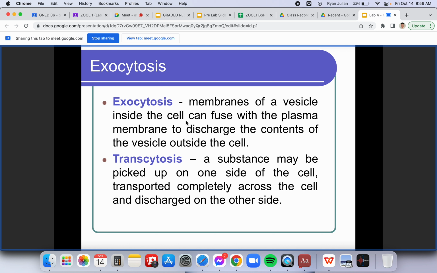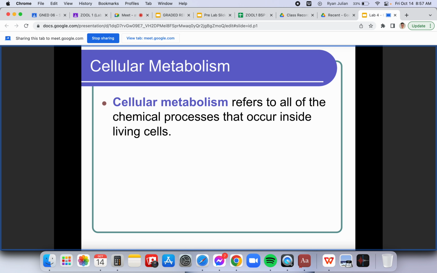Membranes of a vesicle inside the cell can fuse with the plasma membrane to discharge the contents of the vesicle outside the cell. And as for transcytosis, a substance may be picked up on one side of the cell, transported completely across the cell, and discharged on the other side. So that is the main difference between exocytosis and transcytosis.